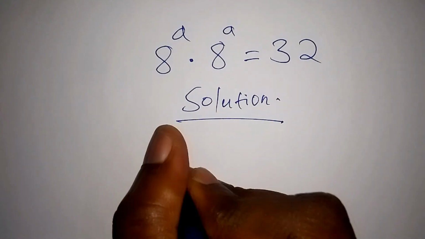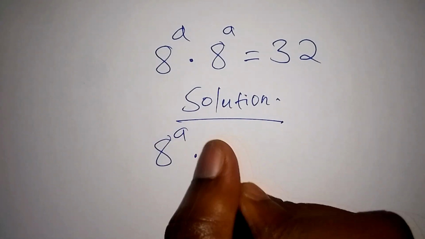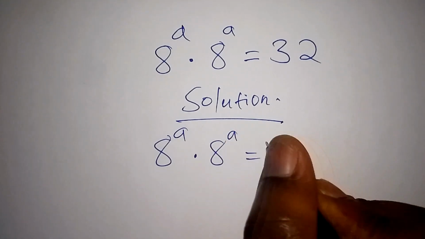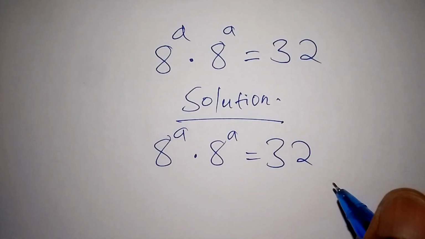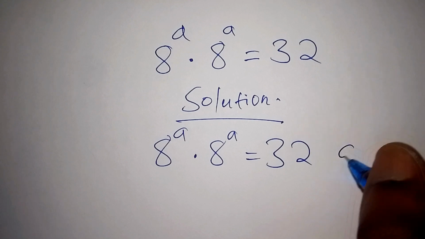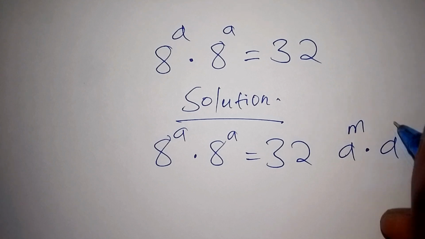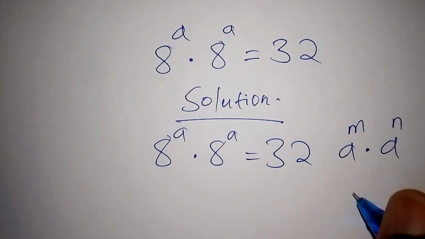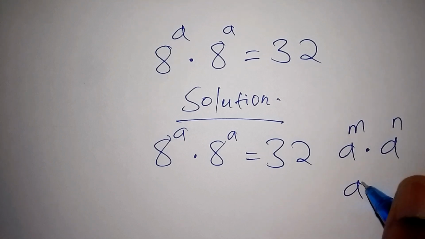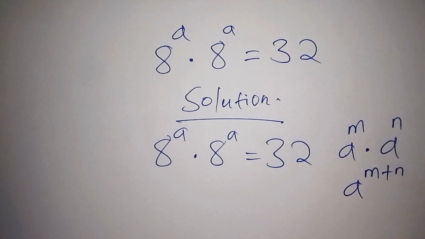So now 8 to the power of a, multiplied by 8 to the power of a, the result is 32. So what is the value of a? Let's recall, when you have a to the power of m, also multiplied by a to the power of n, this can be worked out as a to the power of m plus n.